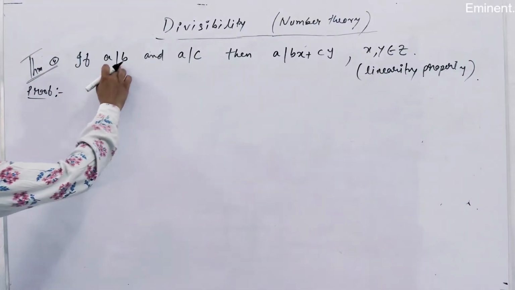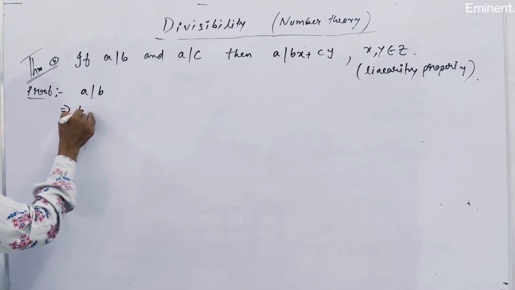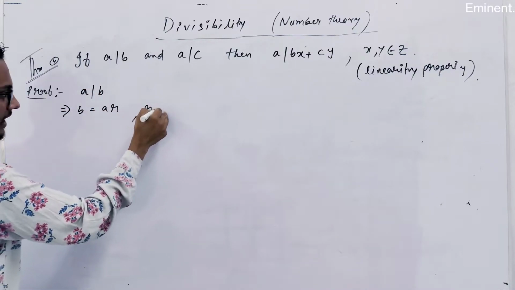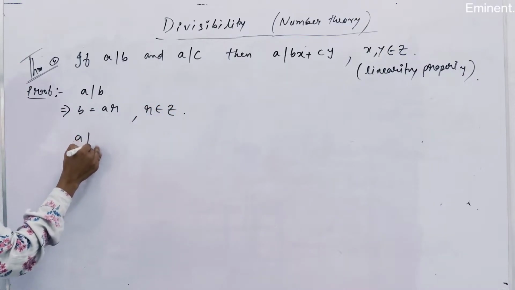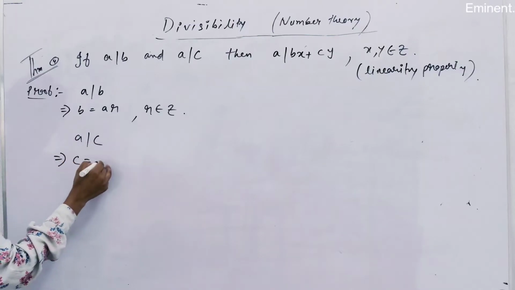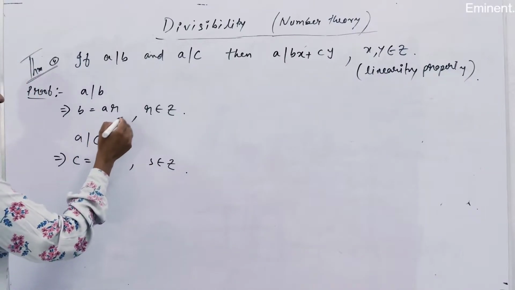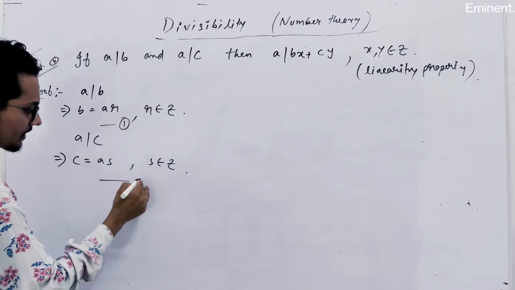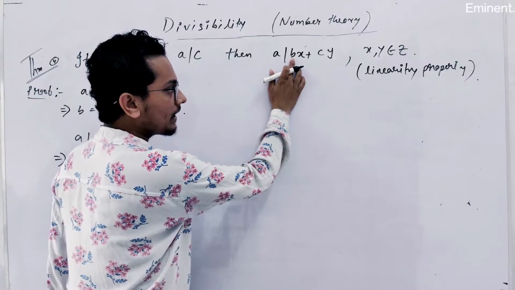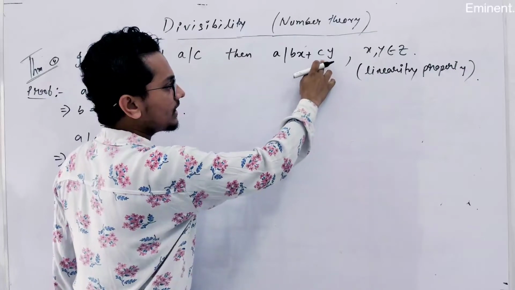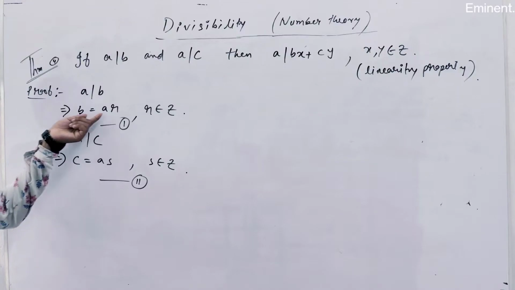Okay, it is given that A divides B and A divides C. A divides B, then you can write B equals AR, where R is an integer, by definition of divisibility. Again, A divides C, you can write C equals AS, where S is an integer. Let us take this one as equation 1 and this one as equation 2. Since B is multiplied with x and C is multiplied with y, here in equation 1, B equals AR.